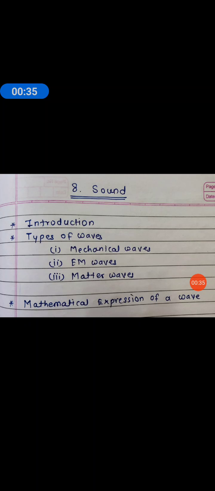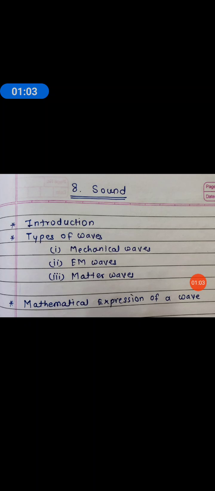In physics, sound is a vibration that propagates as an acoustic wave through a transmission medium such as gas, liquid, and solid. In this definition of sound, we have the word acoustic wave. What do you mean by wave? This part is given in the introduction of this chapter.